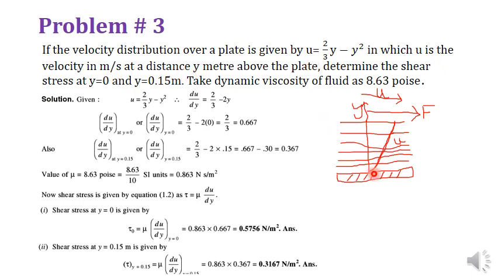Now the second thing is, u is the velocity in meter per second at a distance y meter above the plate, as we have discussed over here in this figure. Now you need to determine the shear stress at y equal to 0, just at the boundary of the fluid and this solid plate. You also need to determine the velocity of the fluid at y equal to 0.15 meter, anywhere here, depending upon the total distance.